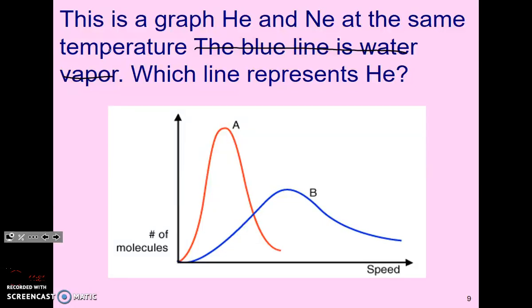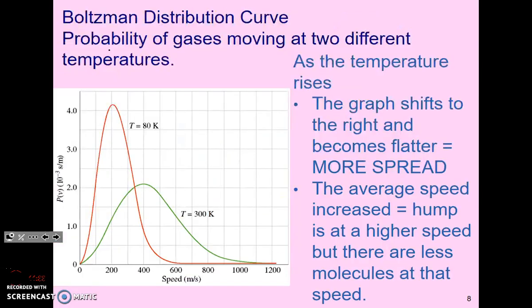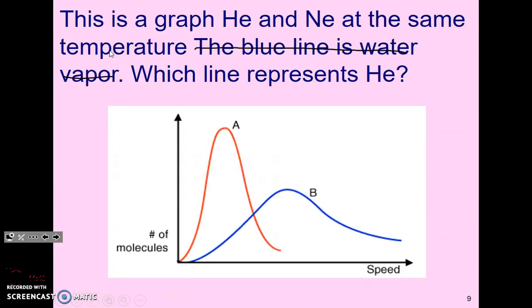There's one more thing that we need to learn. This graph here showed the same gas at different temperatures. I probably should have started with that. This graph was the same gas, so maybe it was oxygen gas at 80 Kelvin and oxygen gas at 300 Kelvin. This graph shows two different gases at the same temperature. And the question that they ask is they want to know which line is He.